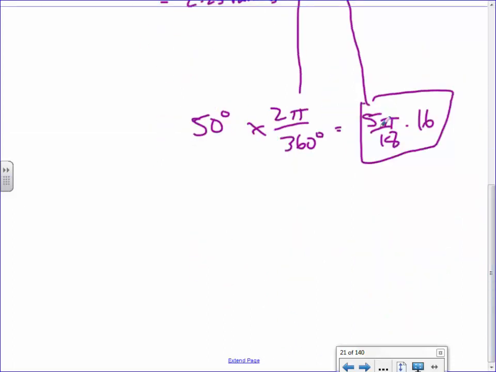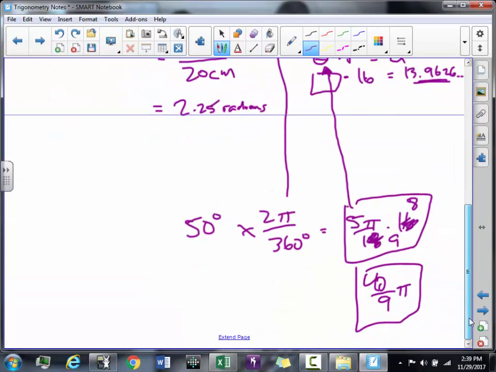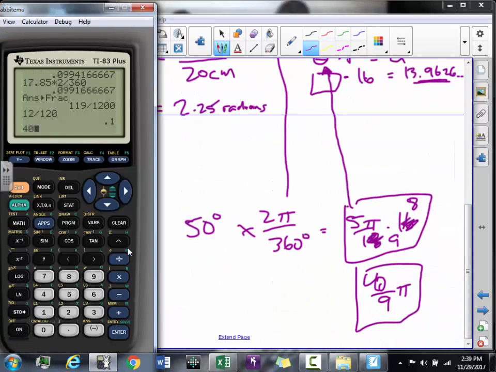So my simplifying was to say 5 and 18, they don't divide, right? 16 and 18, though, you can reduce. Divide them both by 2. 16 divides by 2 to give you 8. 18 divides by 2 to get you 9. 5 times 8 is 40. There. This is my exact value as to how far it is around the edge. And now I don't have to round it. I said it was 13.96. Let's just double check here. 40 over 9 times pi is 13.96, but rather than writing it as this bit right here, leave it as that.